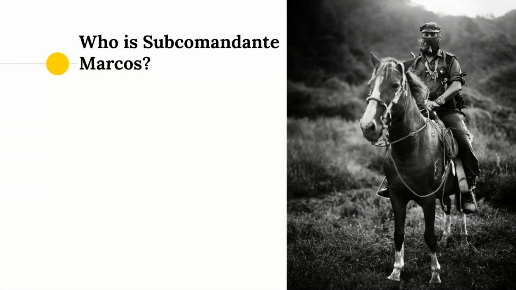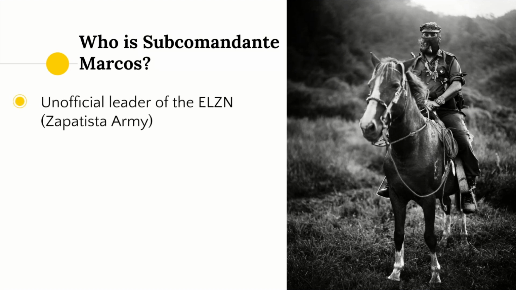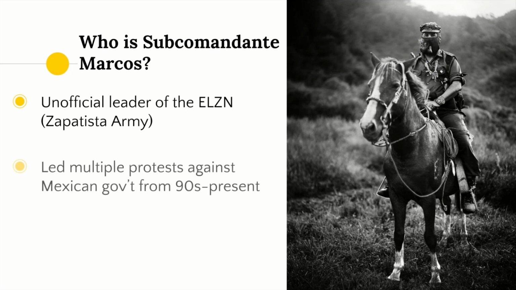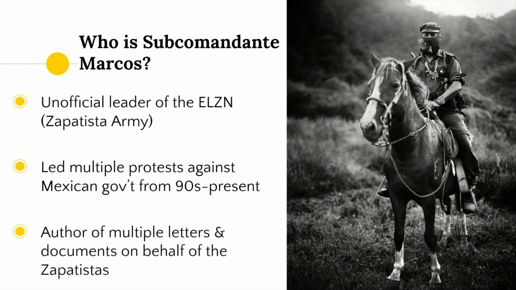All right, so who is Subcomandante Marcos? Well, he's the unofficial leader of the Zapatista army. Zapatista likes to pride itself on being a very democratic group, but Marcos is kind of the unofficial leader and talking piece of the movement. He's led multiple protests against the Mexican government, starting in the 1990s. And he's also the author of multiple letters and documents on behalf of the Zapatistas, one of which you will read today.